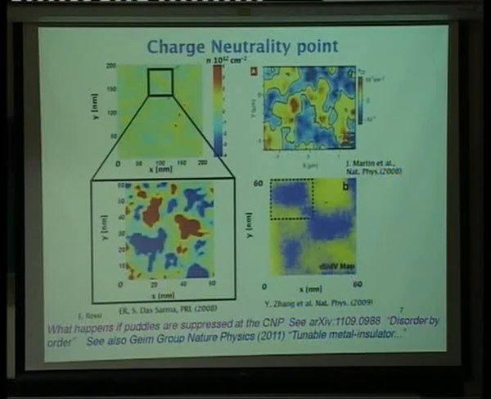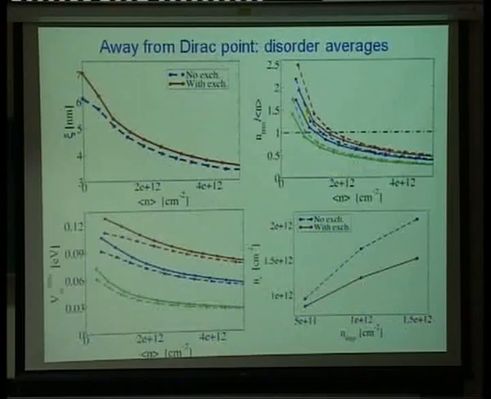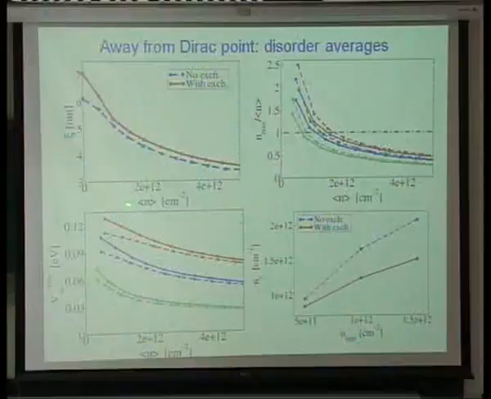I'm not going to go into the details. We have done a lot of work on this thing, and it's more or less established that this is capturing, at least semi-quantitatively, the physics of puddles. I mean, it should. We are solving the density functional problem. So what happens away from the Dirac point?